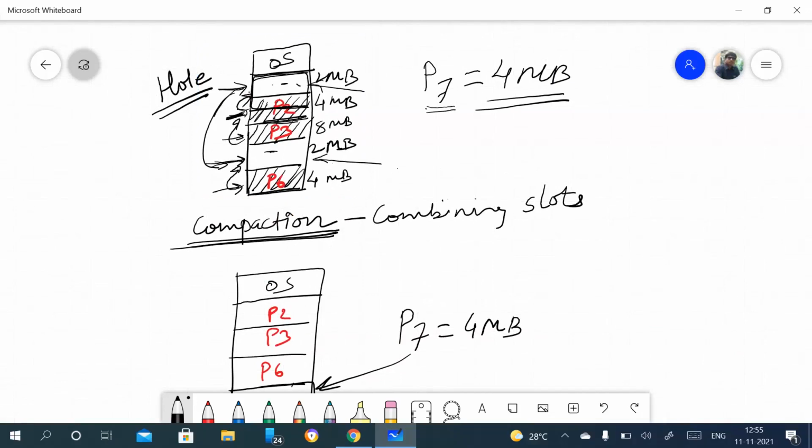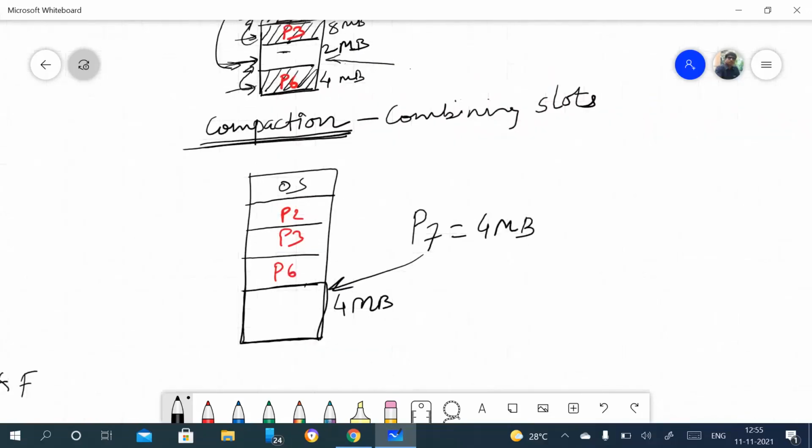Same thing for this P3 also. In this way, whatever is the last memory block, that will be free. Getting the point, sir? So in this, the below column is right. This P2 size is actually 2 MB.